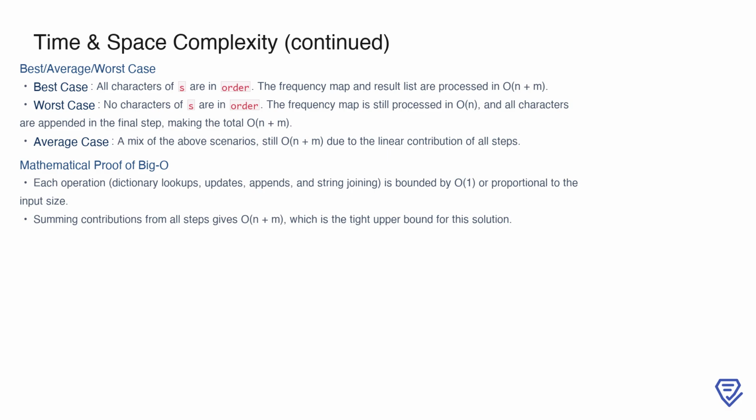The average case, which is a mix of these scenarios, also works out to O(n plus m), due to the linear contributions of each step. Mathematically, each operation, dictionary lookups, updates, appends, and joining, is bounded by O(1), or proportional to the input size. Summing these contributions gives a tight upper bound of O(n plus m), which is the final time complexity of this solution.